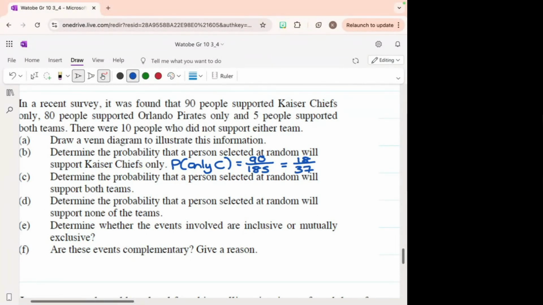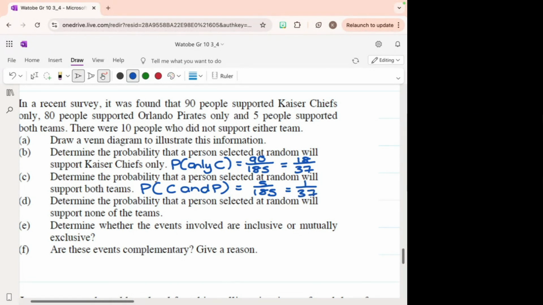Determine the probability that a person selected at random will support both teams. Both teams was 5. So probability, and what did we say? C and P, or you can write it with the little door frame, either one. Probability of C and P is going to be 5 over 185. 5 over 185 gives me 1 over 37.